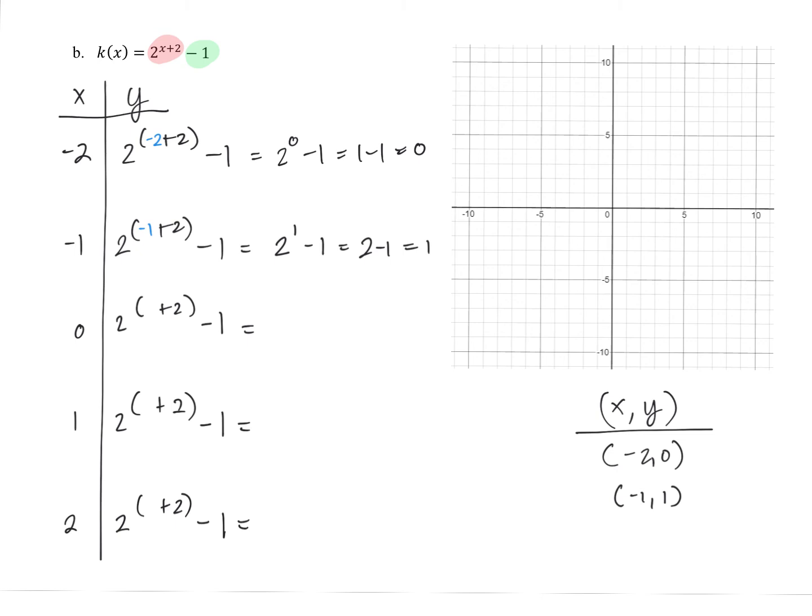All right, so let's go ahead. I'm going to plug these values in. So we have 0, 1, and 2. Okay, go ahead, try these. Check back in with me in a second.